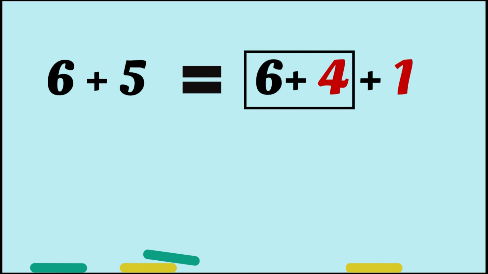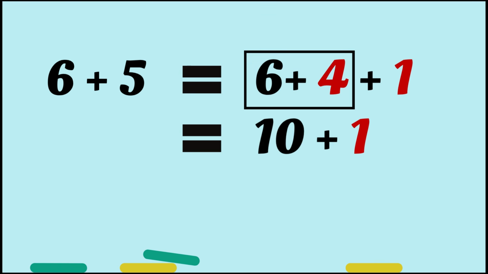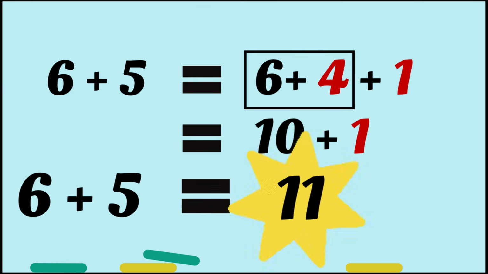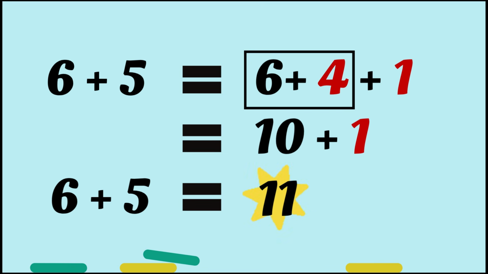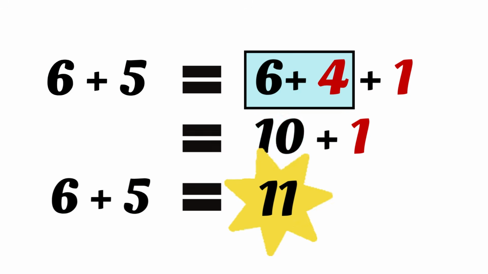Next example, 6 and 5. How do we solve this? The bigger number is 6. Then we split the 5 into 4 and 1. 6 and 4 makes 10. We have that little 1 left over. 10 plus 1 will be 11. And that's how 6 and 5 will make 11.